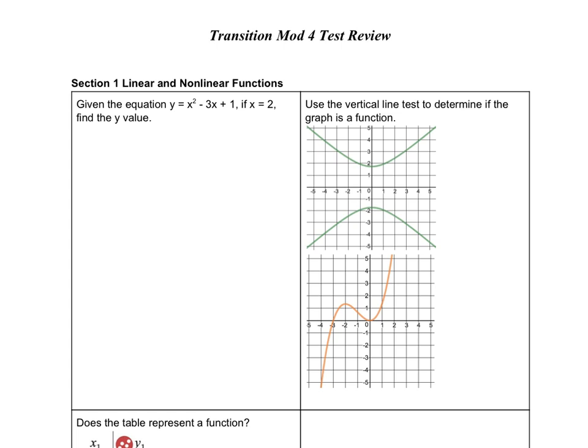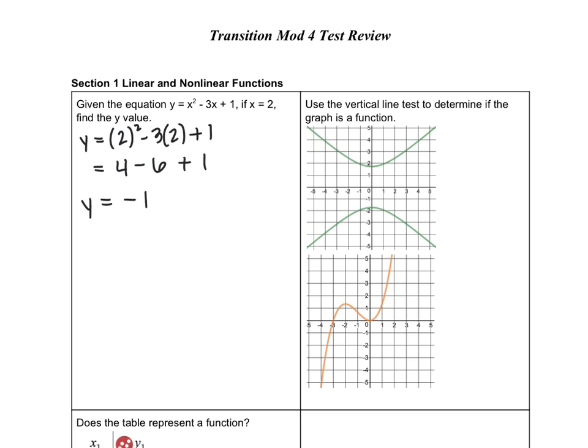So y equals 2 squared minus 3 times 2 plus 1. 2 squared is 4. Negative 3 times 2 is negative 6, plus 1. 4 minus 6 is negative 2. Negative 2 plus 1 is negative 1.